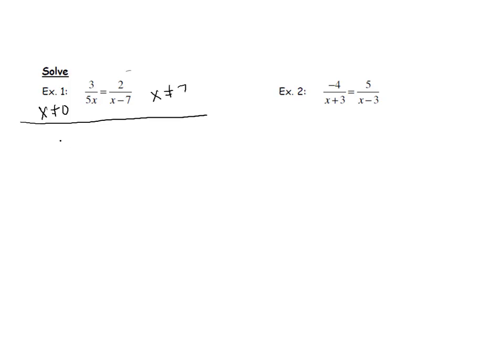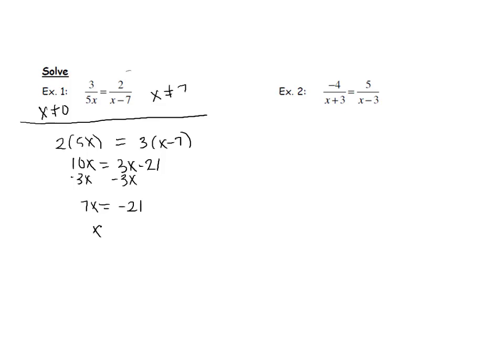So now let's cross multiply. So we're going to go 2 times 5x, and we're going to go 3 times x minus 7, which gives us 10x and 3x minus 21. Now we just solve normally. This is a linear equation back from Algebra 1. And since we got an answer of negative 3, it's not one of our restrictions here, so we're good.